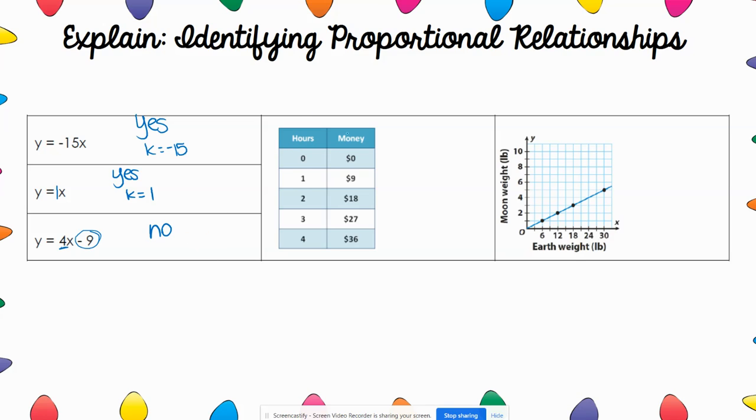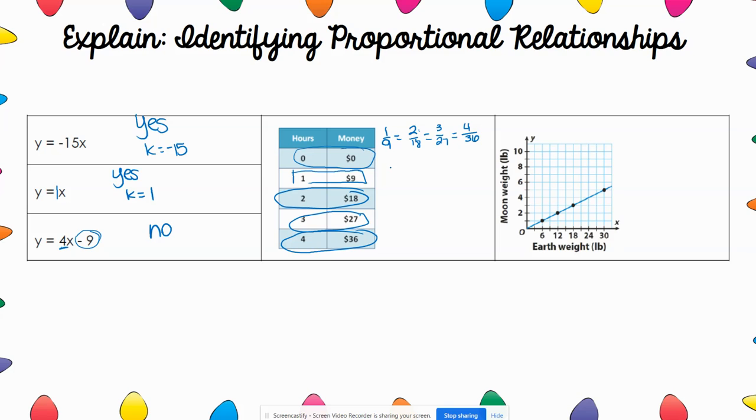Now for our next table, we see hours being compared to money. Well, if we start with this 0 to 0, we know that that means that in a graph, it would pass through the origin. So all we need to compare now are the rest of these. So I'm going to start with 1 to 9, and I need to see if that's equal to the rest. Well, then I have 2 to 18, and then 3 to 27, and then I have 4 to 36.